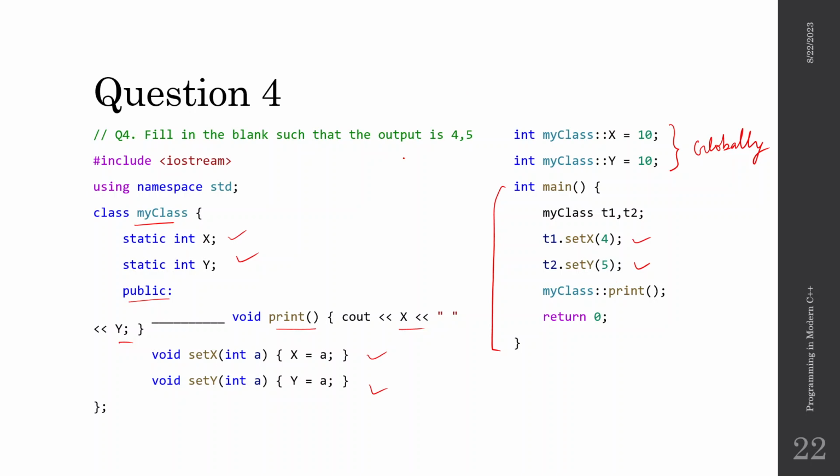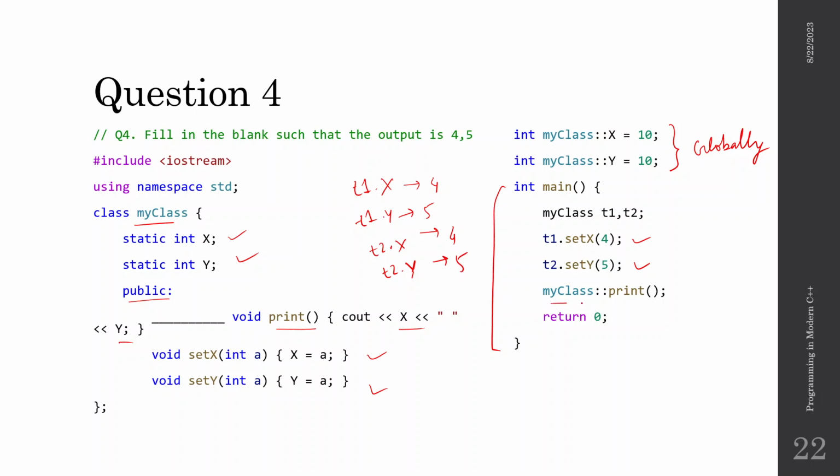Now one thing you must remember is that since x and y are static members, they are shared by all the objects of the class. So t1 and t2 both share the same value of x and y. If you write t1.x, it will be 4, and t1.y will be 5. And this is the same as t2.x and t2.y. They will give the same value.